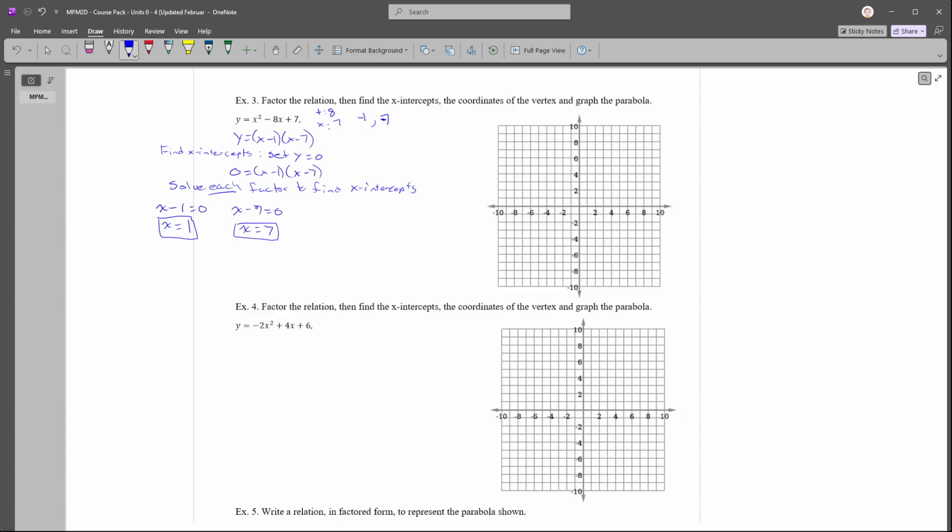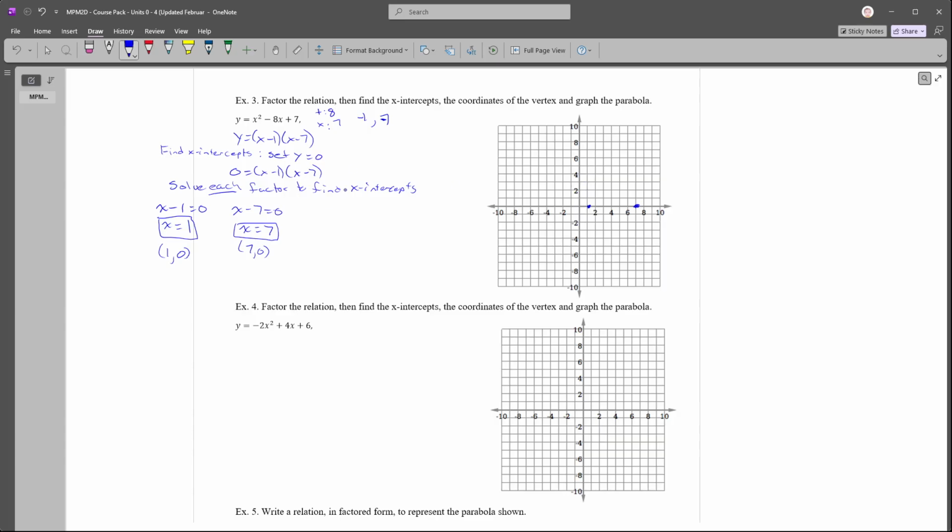Okay. So I know that I have these values here, and the actual coordinates would be (1, 0) and (7, 0). I can put those on my curve now. If I want, I can graph them. So we have (1, 0), and we have (7, 0). All right. Now we've got to keep going.